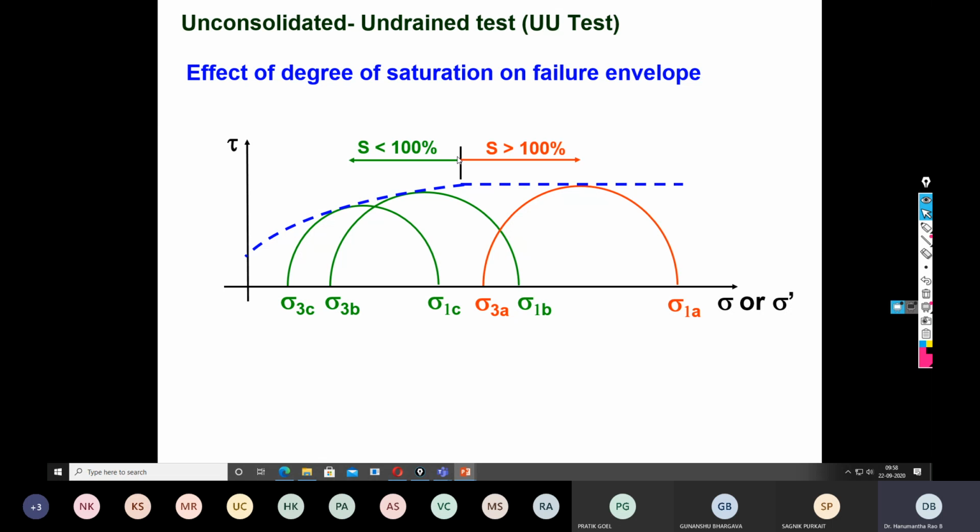Okay, so the fundamental reason for you getting the 3 different Mohr circles is you are not maintaining the degree of saturation of 100%. If you maintain Sr is 100%, then irrespective of whether you modify the sigma 3 or not, you will only get the Cu value. You will never get the phi u value.